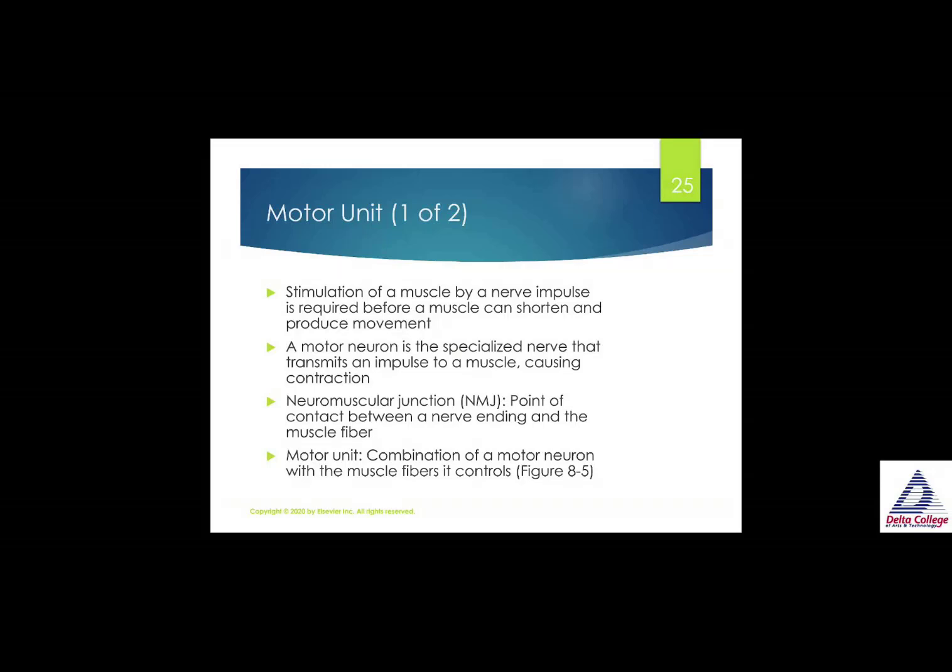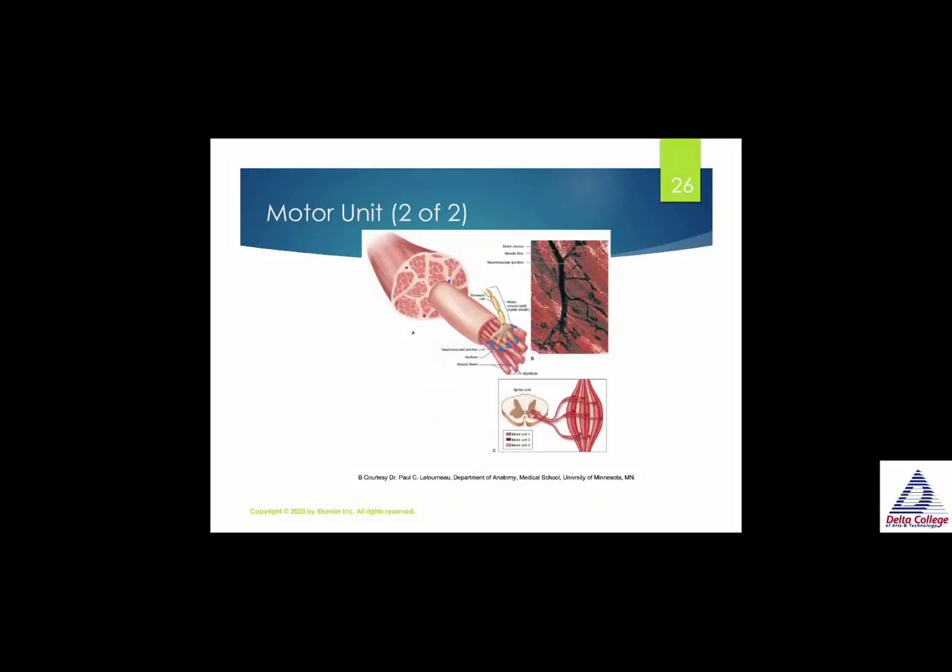There's an example of this in figure 8-5. So you can see here where the motor units are. You can see that neuromuscular junction. And again, the neuromuscular junction is really important because it is the junction between the motor neuron and the muscle fiber. They're very close together, but without this neuromuscular junction, the neurotransmitter acetylcholine would not be able to move across and trigger the events within the muscle fiber that stimulates the contraction process.